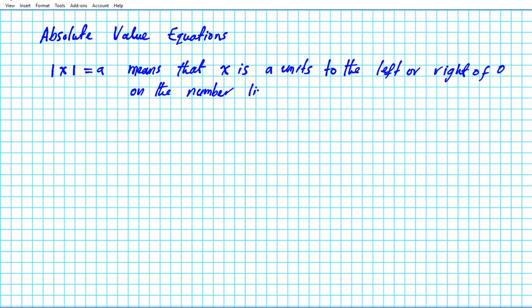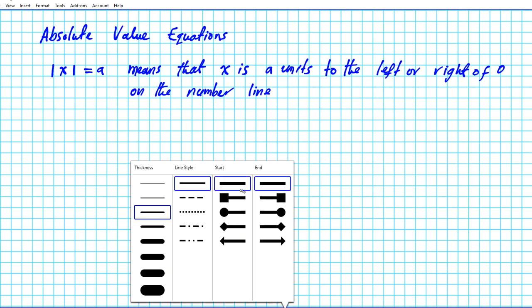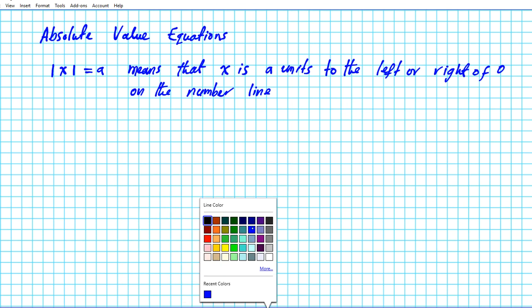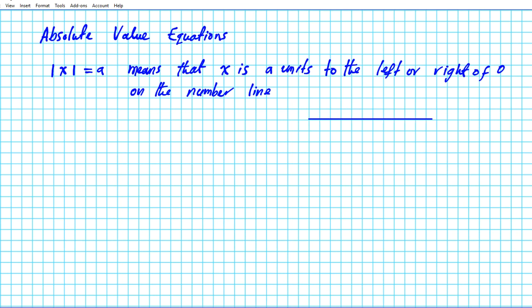Another way you can think of this is the distance. The distance from 0 to x, either to the left or to the right, is a units. So a units represents the distance from 0 to x, either to the left or to the right on the number line. To help illustrate, let's take a look at the following graphical representation of what we're talking about.